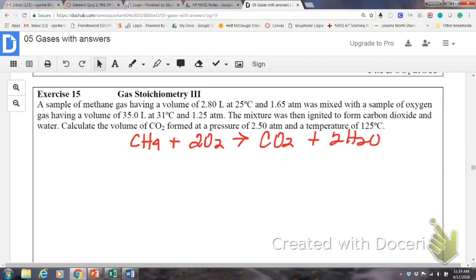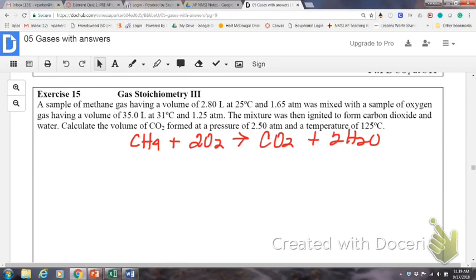Okay, so here we have our balanced equation. We have a sample of... She's trying to teach us the way we do it. Yeah, you're going to have to work the gas law all 3 times for this problem. Would you like me to show you how to do that? Yes, ma'am. Okay, thank you.